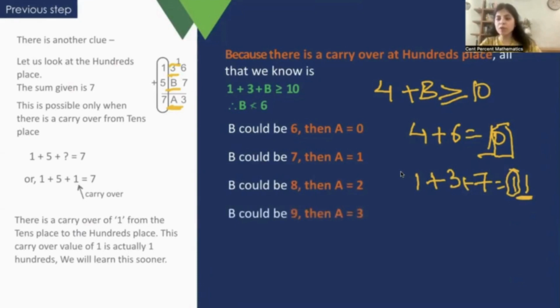So these are the 4 options which we need to explore, because B is a digit here, and it has to be a digit which is greater than or equal to 6. Corresponding to B, we have these options of A to be 0, 1, 2, or 3. So this is what we get when we work with the first clue. And what was the first clue? That when 136 is added to 5B7, we get the sum as 7A3.